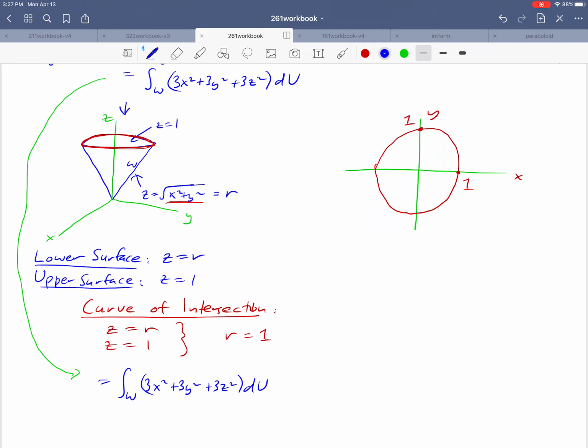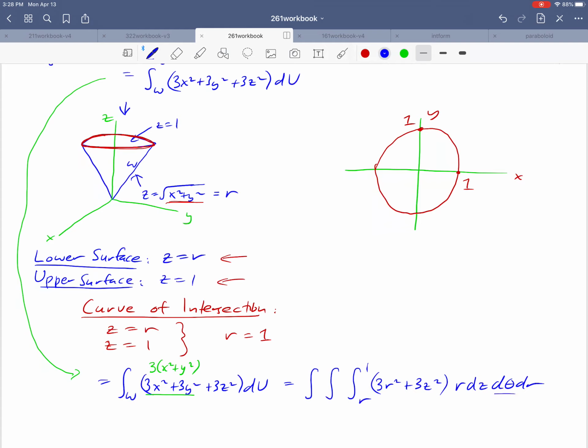One thing we can do to make things a little easier on ourselves is to notice that 3x squared plus 3y squared, we can simplify by pulling out a 3, and then notice that x squared plus y squared is r squared. Okay, so here's our three integrals. We're going to have a 3r squared plus a 3z squared. We already mentioned that we're going to integrate in the z direction first, so the dV element is r dz d theta dr in cylindrical coordinates. And our limits on the innermost integral are r to 1, so we'll put those in first.